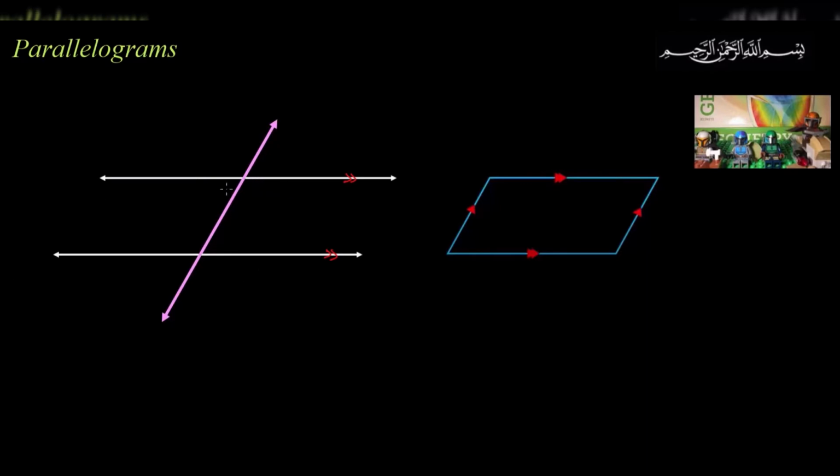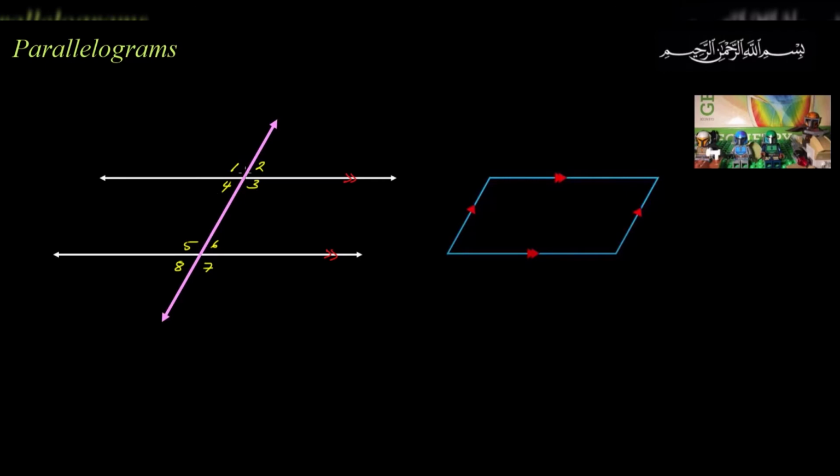Now, if two parallel lines are cut by this purple line, which is called a transversal, meaning it goes through and traverses these two parallel lines, then we create a bunch of angles. Specifically, I can label these angle 1, 2, 3, and 4, and then 5, 6, 7, 8. So we have these 8 angles that are created, and we have given some special names to these angles.